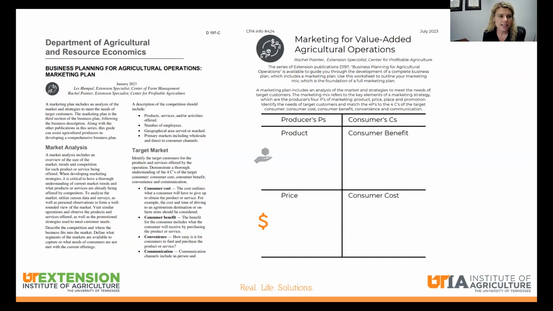This is part of a series that has other publications that can help you in writing a full business plan, which includes a business description section and a financial plan, among others. And Publication A in that series can help you pull all of those things together to write a full business plan. For the marketing plan specifically, the worksheet on the right is here to help you as you take some notes and try to understand how you can develop your marketing mix specifically.